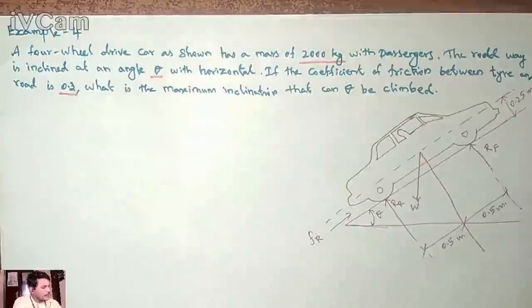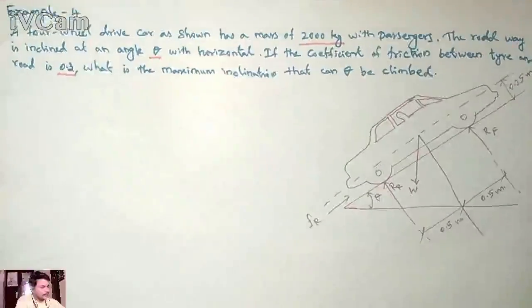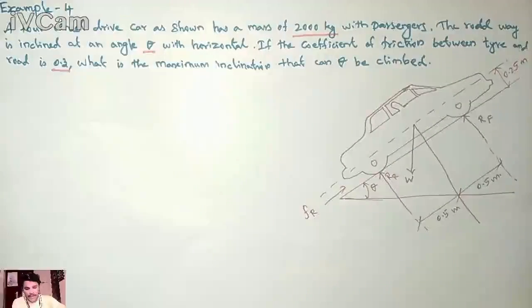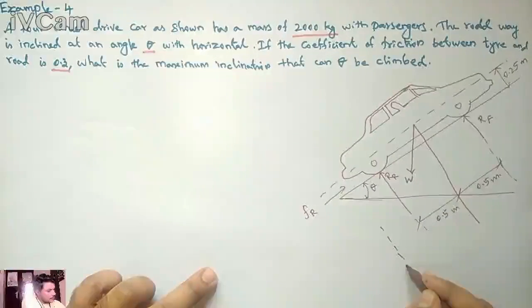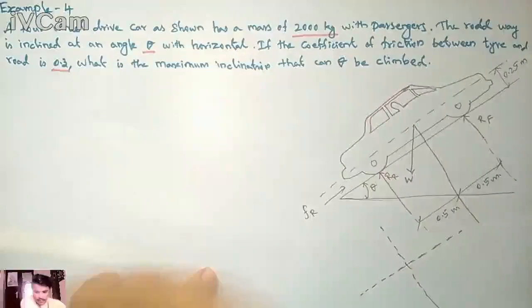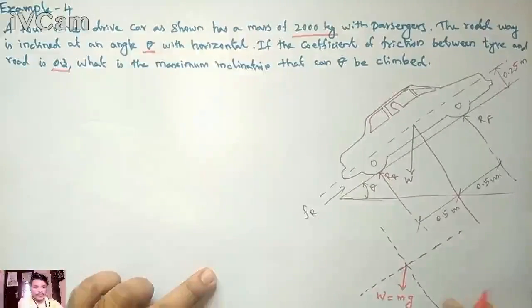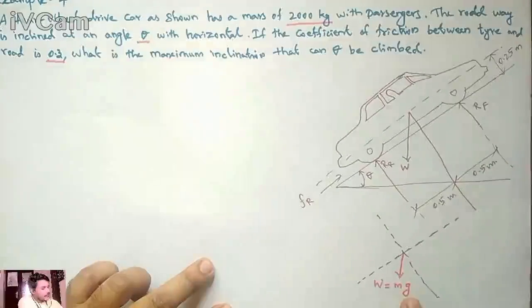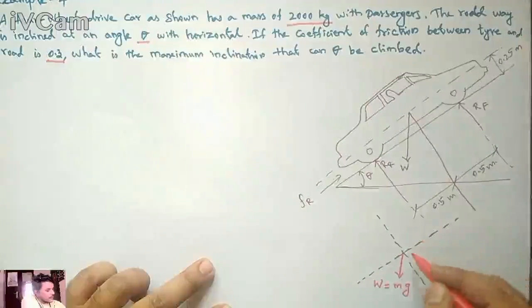I will draw the free body diagram of this problem. So my axis of reference is in this direction, because my surface is inclined. Here, my load is acting downward, W, which is equal to mass into acceleration due to gravity, m into g, because the mass is given in this problem.